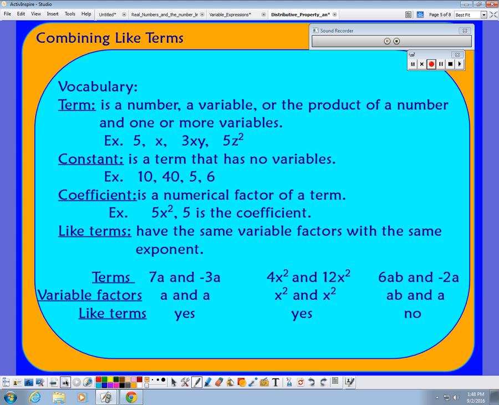So in the first terms here, 7a and negative 3a, their variable factors are a, and those are like terms because they share a. In 4x squared and 12x squared, the variable terms are x squared and x squared, which are like terms because they're the same thing. This last one, 6ab and negative 2a, our variables are a and b in one and a in the other, but they are not like terms because they are not exactly the same, just the variable factors.